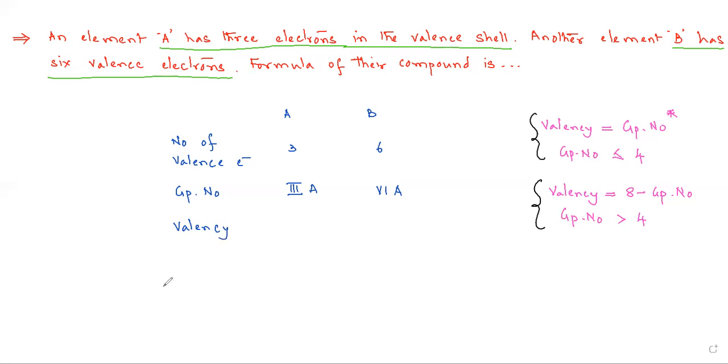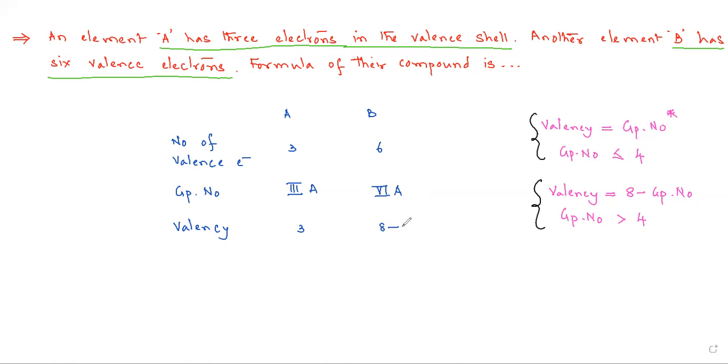Based on this particular rule, we can now go for the next step. Valency of A can be given as equal to 3. I told you that the valencies are generally represented using Roman numerals, but for convenience sake, I am using the regular ones. Coming to the valency of B, it falls under the category where the group number is greater than 4. Group number is 6th A, 6 is what you have to consider.